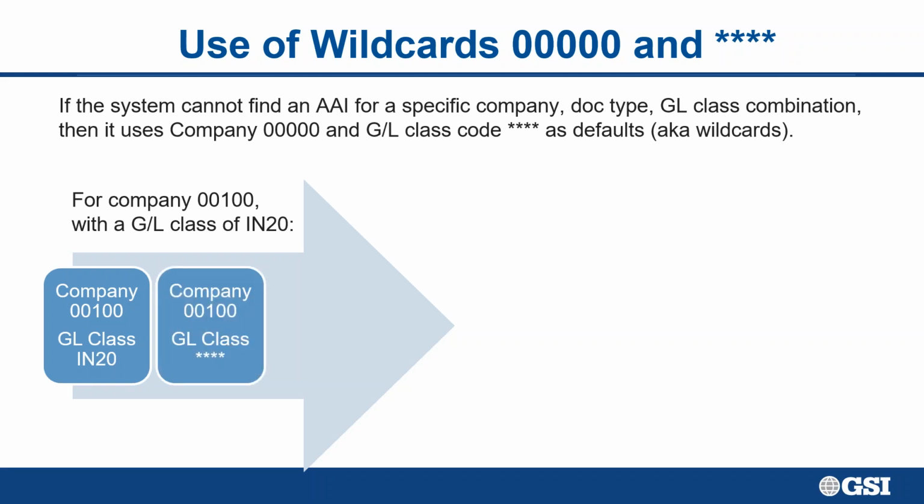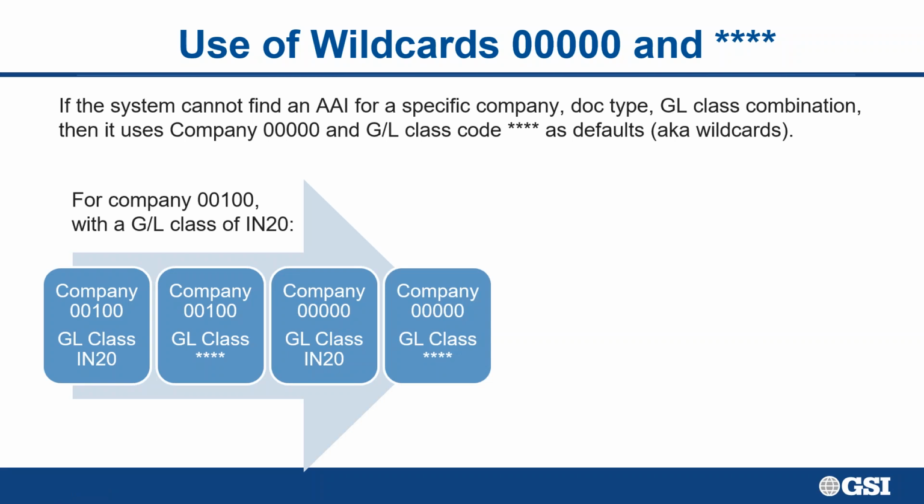The next step says, if I can't find a precise match, can I find something where the geoclass code is the asterisk and the company number is an exact match of 100? If it finds that, of course, it will use that. But if not, it goes on to the next step and asks, can I find an entry with an exact match on the geoclass code, but with the wildcard company 0? Company 0 means I don't care what company I'm in. If the geoclass is IN20, this is the entry I want you to use.